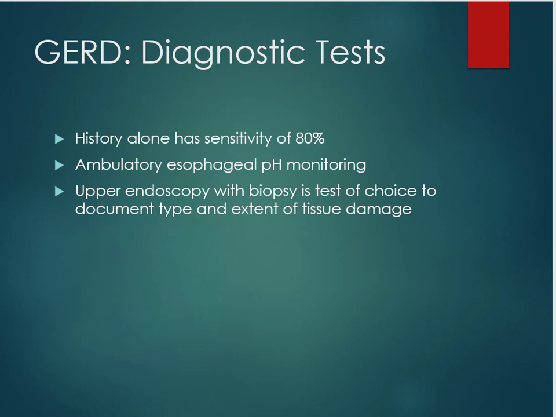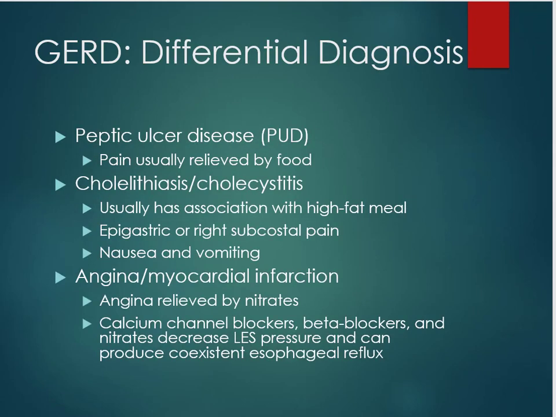Diagnostic tests for GERD, history alone has about an 80% sensitivity. You can do an ambulatory esophageal pH monitoring that can tell more about the acidity of what is found in the esophagus. And then an EGD with a biopsy is the test of choice to document the type and extent of damage.